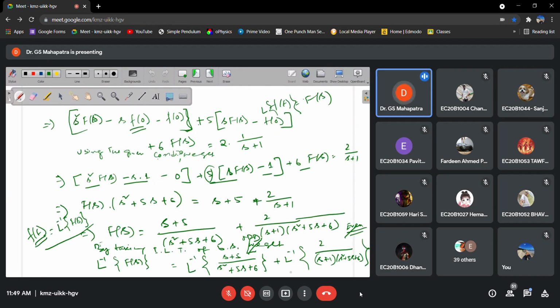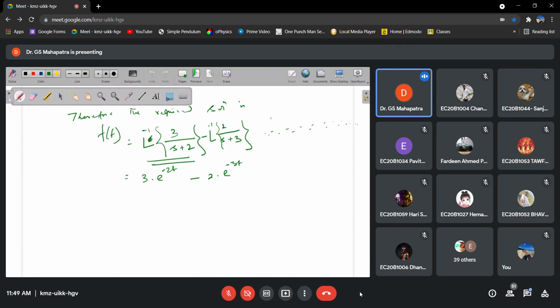What is that one? 2 by (s plus 1) into (s square plus 5s plus 6). So s square plus 5s plus 6 means actually already that fellow written (s plus 3) into (s plus 2). So (s plus 1) into (s plus 2) into (s plus 3). Okay, I will go to the next page. So Laplace transform of here. Is it plus or minus? Plus only, sir. Okay, thank you.